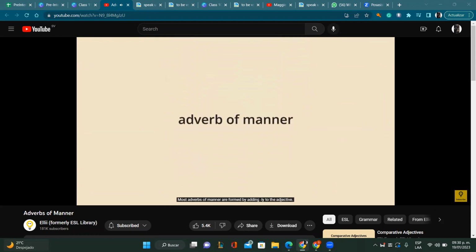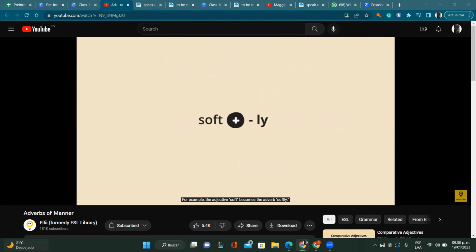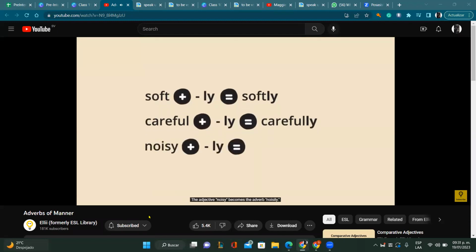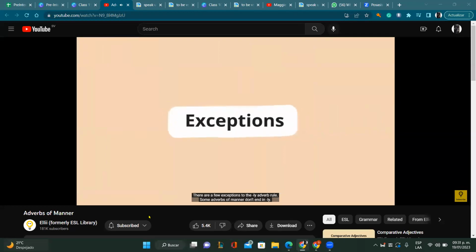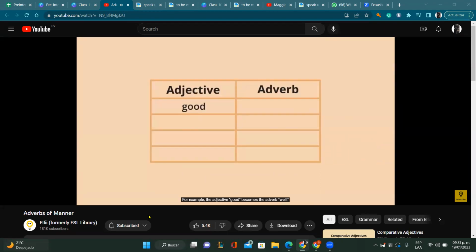How are adverbs of manner formed in English? Most adverbs of manner are formed by adding ly to the adjective. For example, the adjective soft becomes the adverb softly. Careful becomes carefully. Noisy becomes noisily. When we add ly to an adjective that ends in y, the y changes to i. There are a few exceptions to the ly adverb rule. Some adverbs of manner don't end in ly. For example, the adjective good becomes the adverb well. A few adjectives and adverbs even have the same form, including fast, hard, and late.